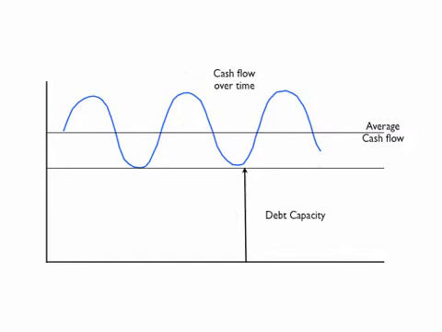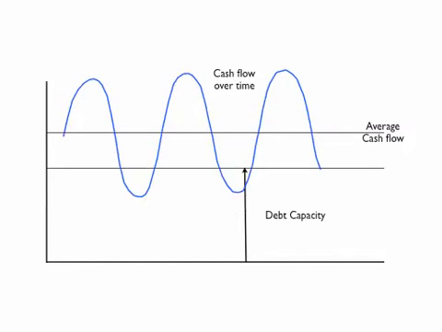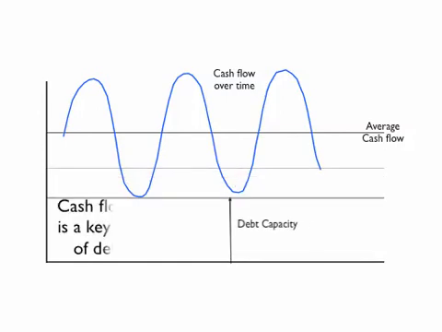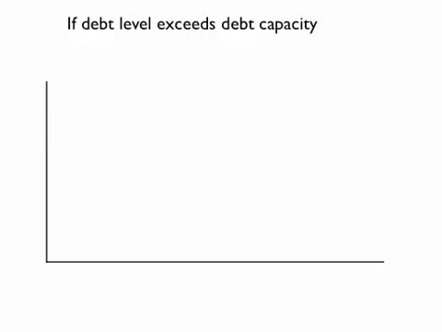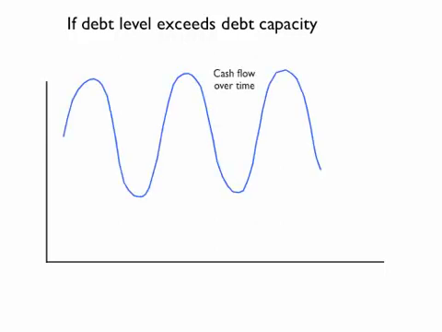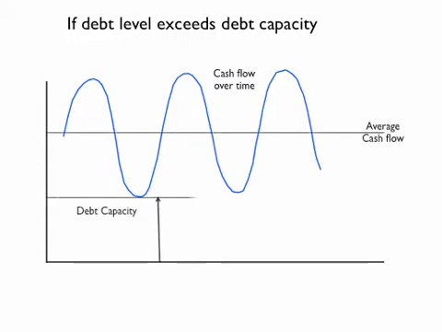Now, if cash flows become more variable, or we have similar firms, but they differ in the variability of the cash flows, debt capacity goes down. Now, what about if the debt level exceeds debt capacity? Well, then we have this situation where we have debt capacity of that level, but then we have a debt level considerably higher.